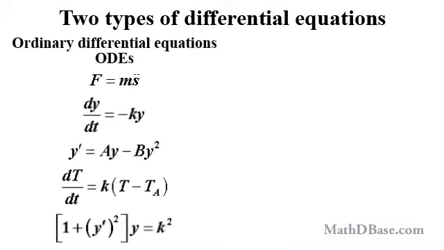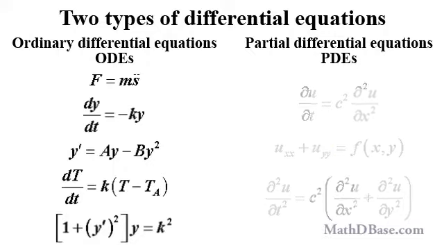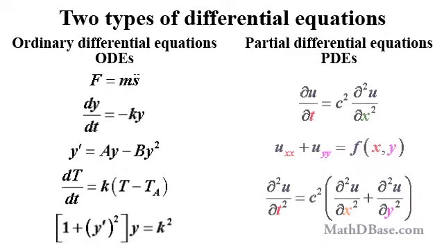There are two general types of differential equation. Ordinary differential equations, ODEs, which involve one dependent variable and one independent variable, and so ordinary derivatives, and partial differential equations, PDEs, which involve a dependent variable and two or more independent variables, and so partial derivatives.